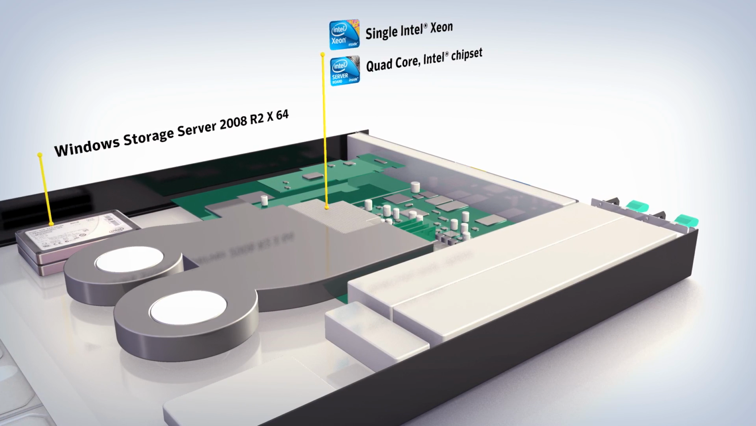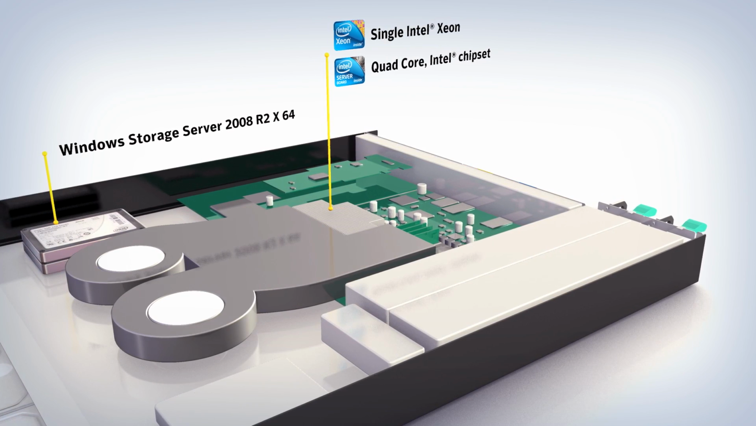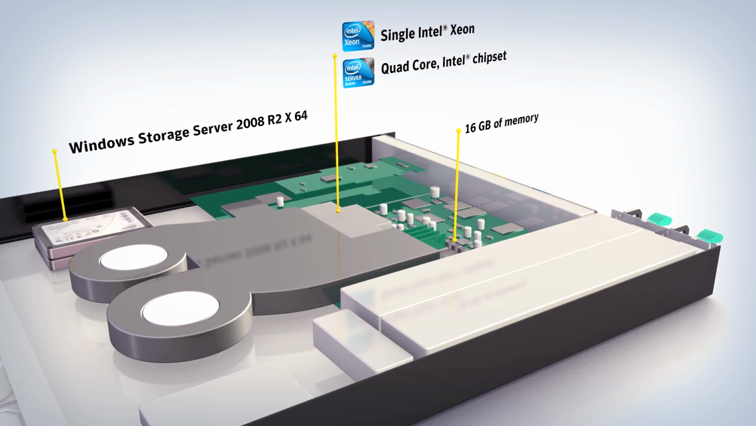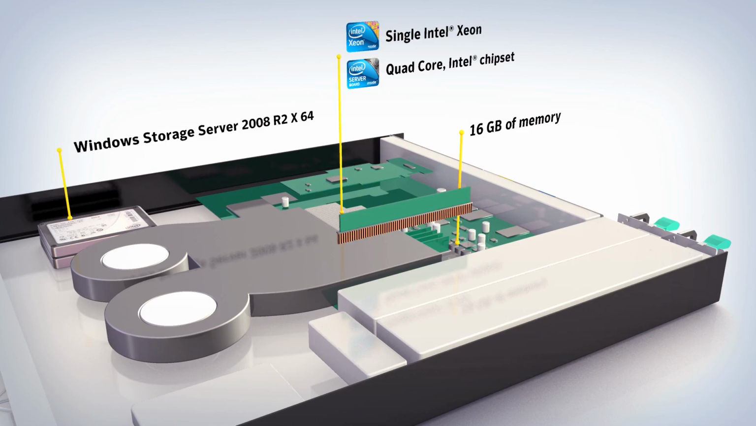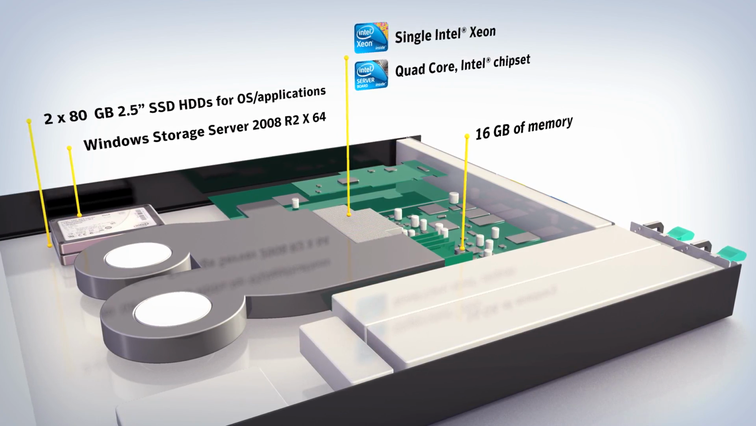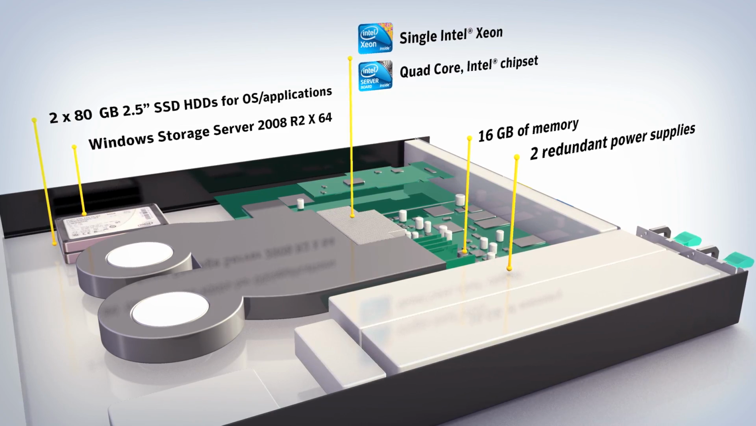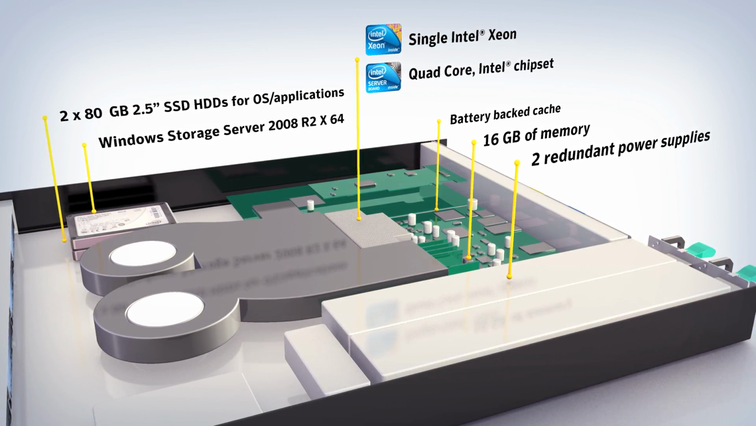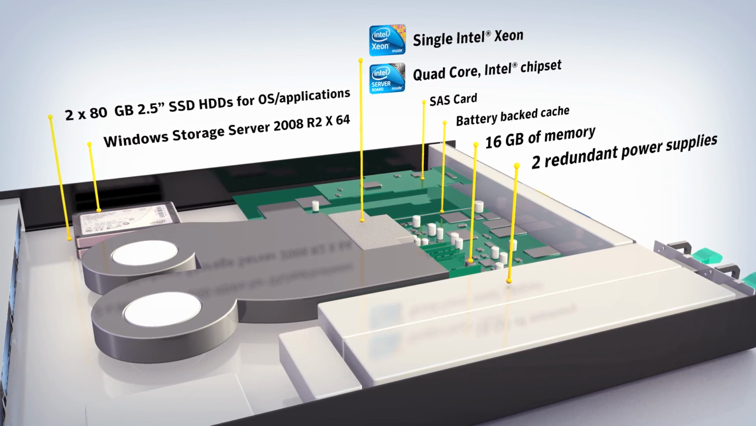For increased security, we've included an OS, hardened at the factory with Symantec Critical System Protection. It comes with 16 gigabytes of memory. There are 2 80-gigabyte disks for OS and applications, 2 redundant power supplies, as well as a battery-backed cache. And if you're backing up to tape, we've also included a SAS card.